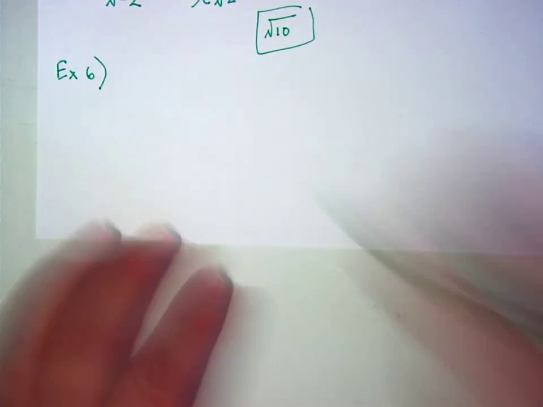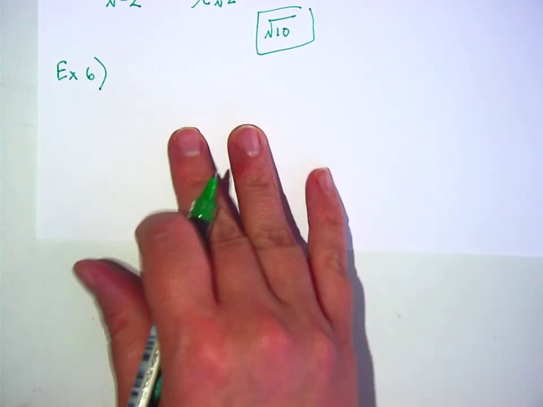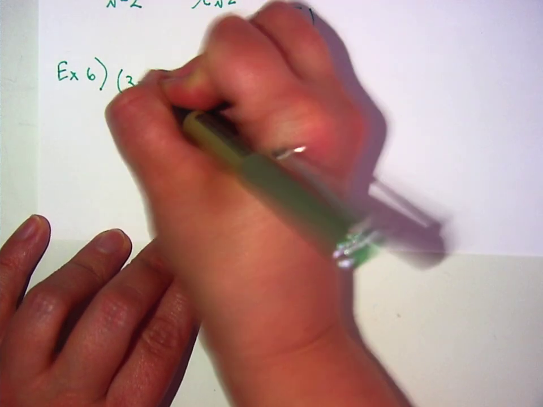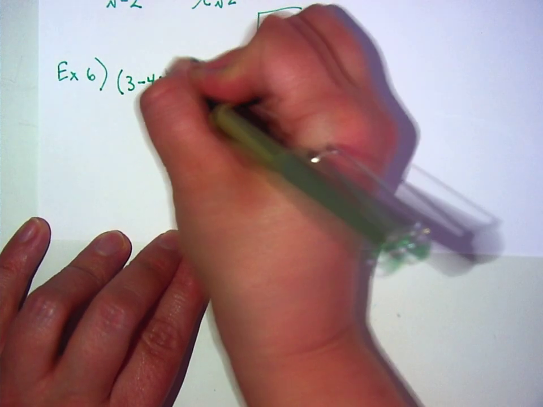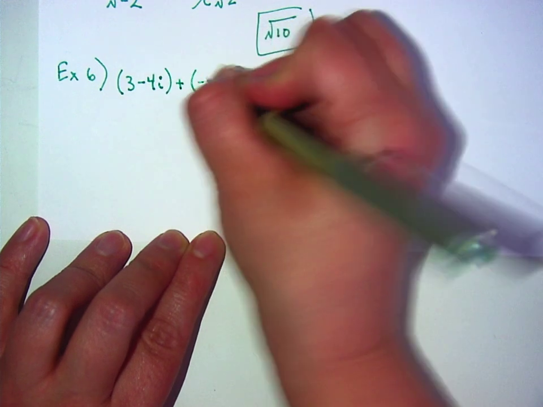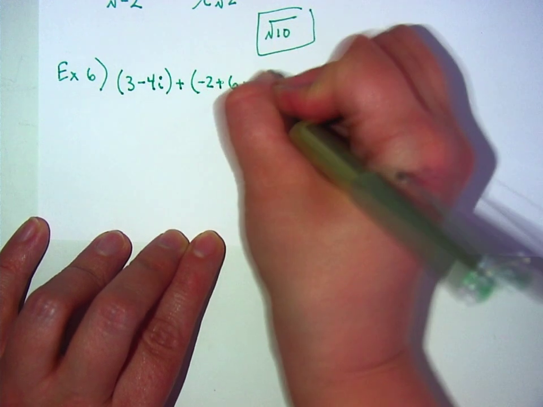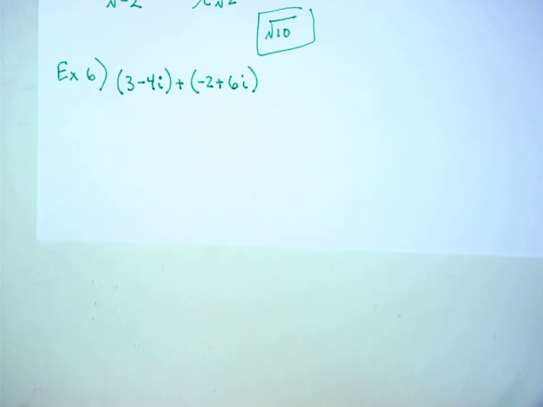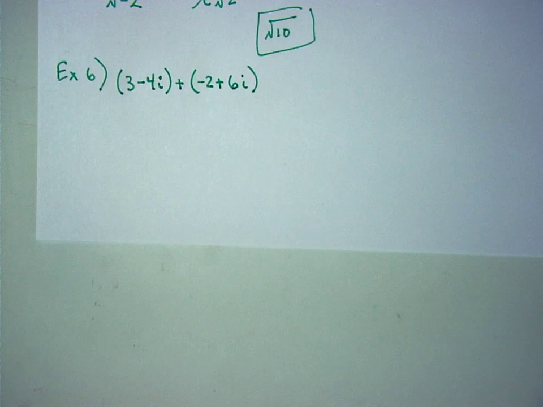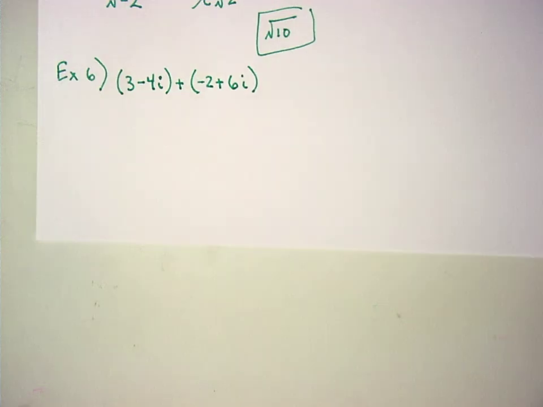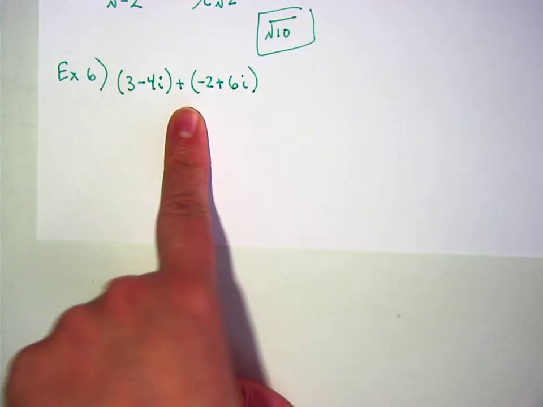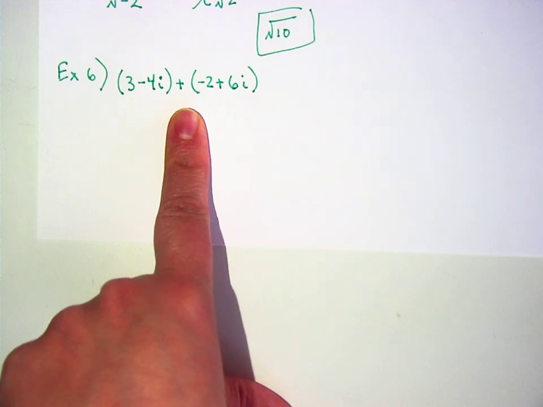All right, next. Did I go too fast? Okay, next: parentheses 3 minus 4i plus negative 2 plus 6i. Anybody remember? It's exactly what you think. No, that's exactly what it would be if you multiply, which is the next thing.